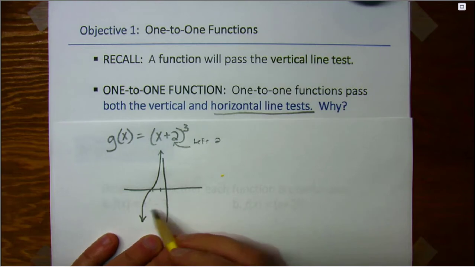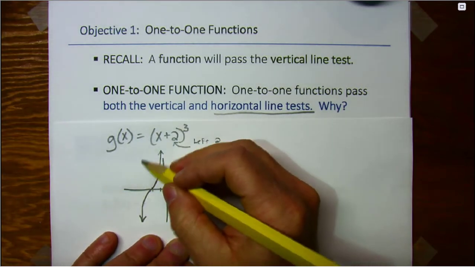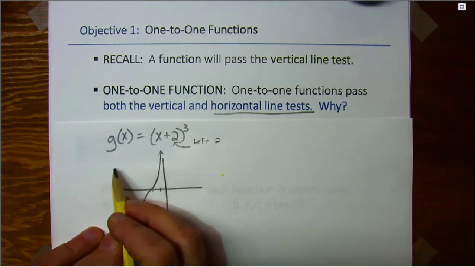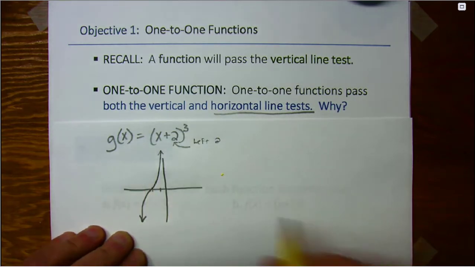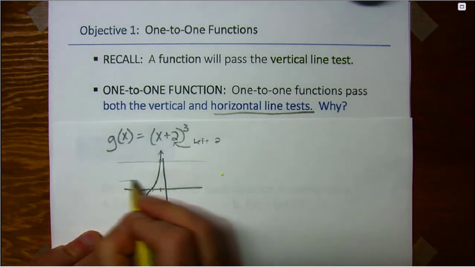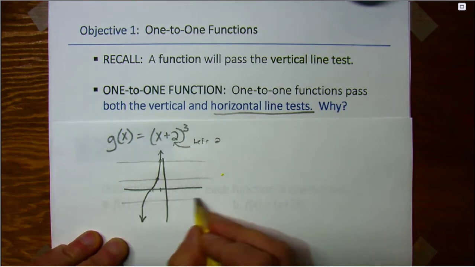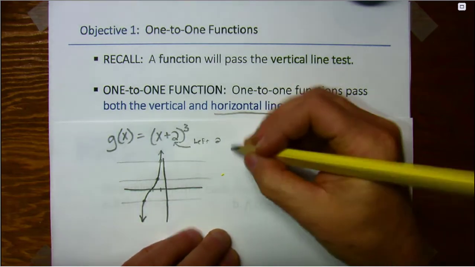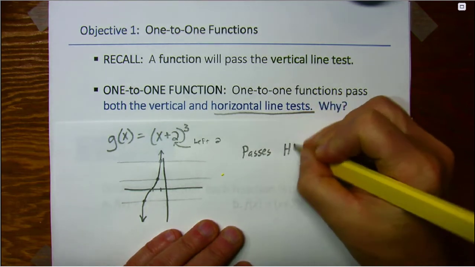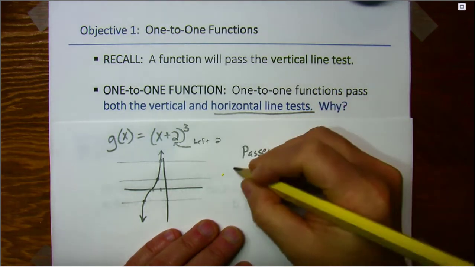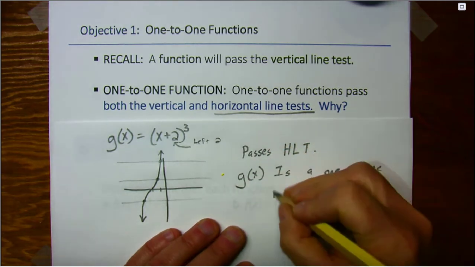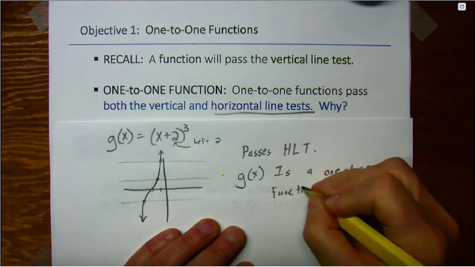Now, if we look at this function, not only would it pass the vertical line test, anywhere we drop a vertical line, it would only cross once. You'll notice that here, no matter where we drop a horizontal line, this will only pass once. We shoot a horizontal line there, it only crosses our function once. Horizontal line hits once. Horizontal line hits once. This function passes the horizontal line test, and therefore we can conclude that g of x is a one-to-one function.